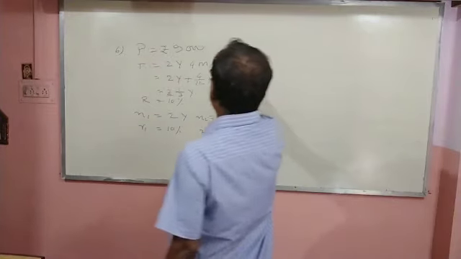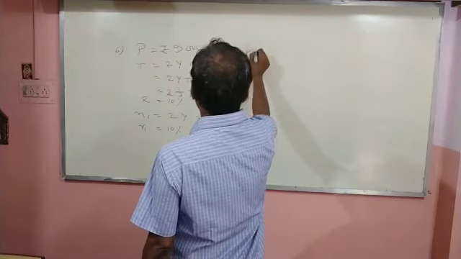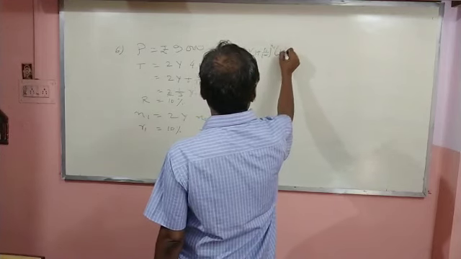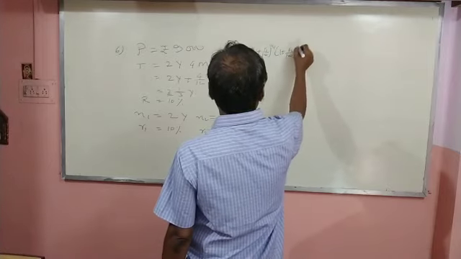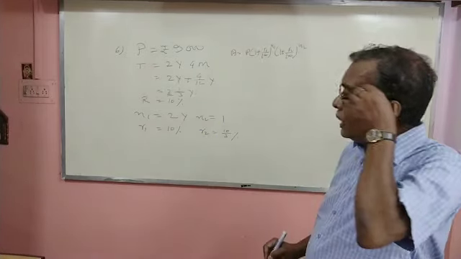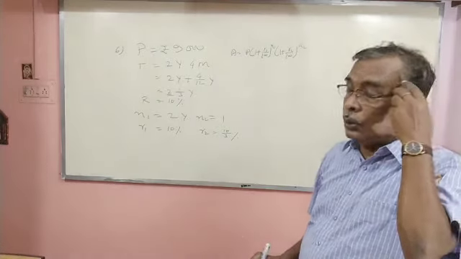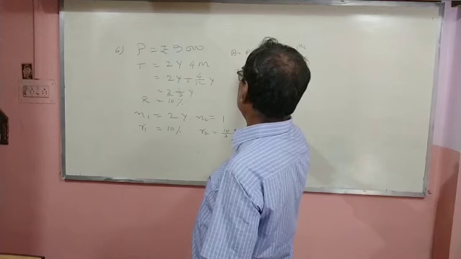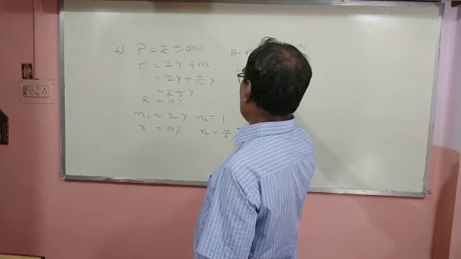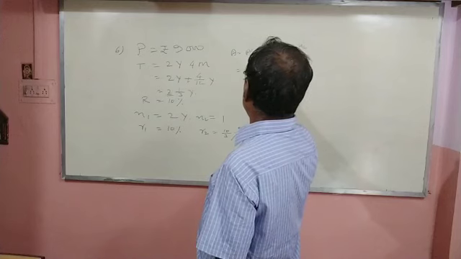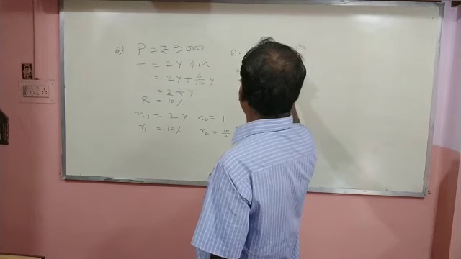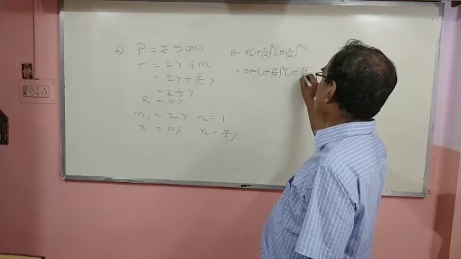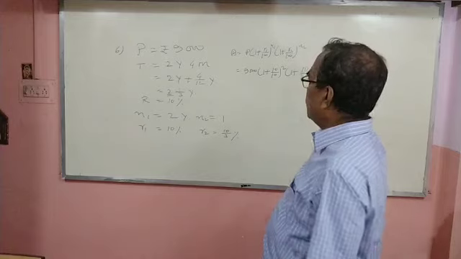Now the formula. Amount is equal to P into 1 plus R1 by 100 whole raised to N1 into 1 plus R2 by 100 whole raised to N2. Yes, all these questions you have to solve by using the formula, not without using the formula. So P is equal to 9,000 into 1 plus R1 is 10%, power 2, into 1 plus R2, 10 by 3, 3 into 100 is 300, power 1.